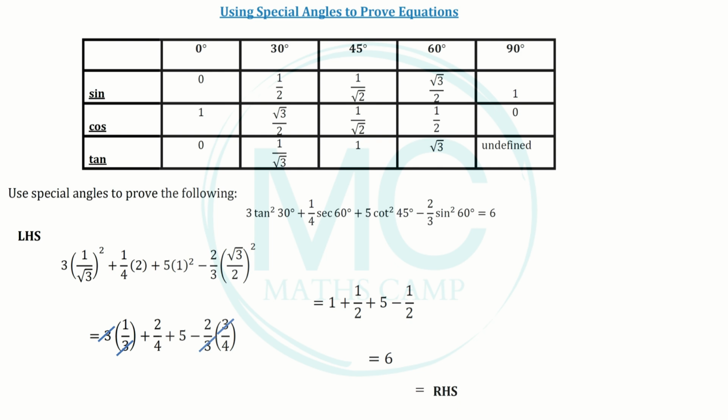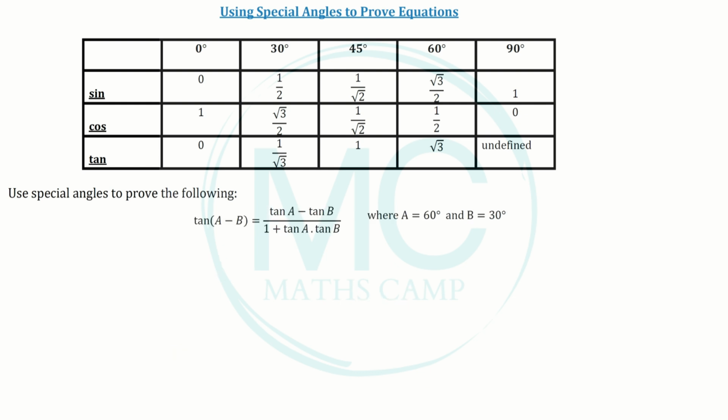Let's do one final example. Prove the following. Tan (A minus B) is equal to (tan A minus tan B) all over (1 plus tan A multiplied by tan B), where A is 60 degrees and B is 30 degrees. Now, before we can find our special values, we need to substitute 60 into our A value and 30 into our B values. So we can say tan, open our bracket, A, which is 60 degrees, minus B, which is now 30.